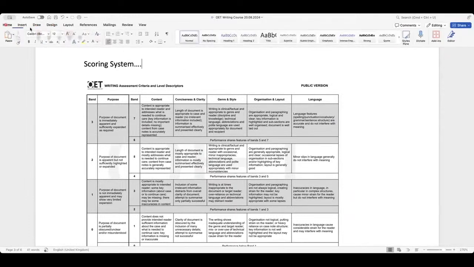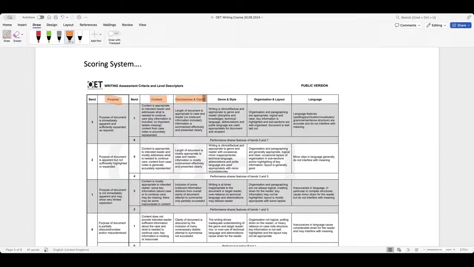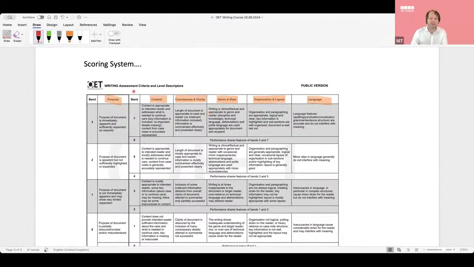Hello, sir. What are the categories here? Can you read this? What does this say? Purpose. And then we have Content. Then we have Conciseness and clarity. Good. Genre and style. Organization and layout. Language. So how many categories are there where they're scoring? Six. There are 6 categories where they're giving you a numerical score. They'll give you a number for each category.